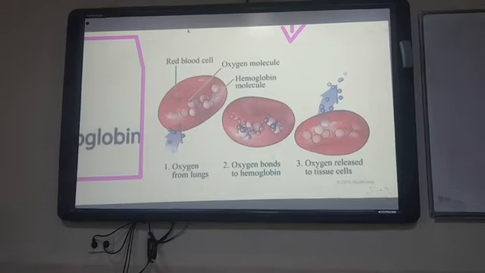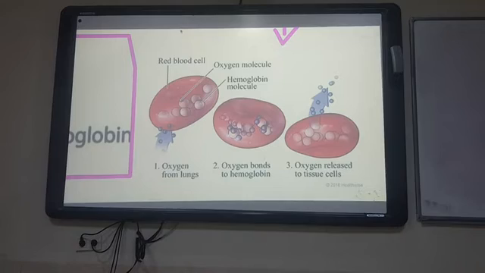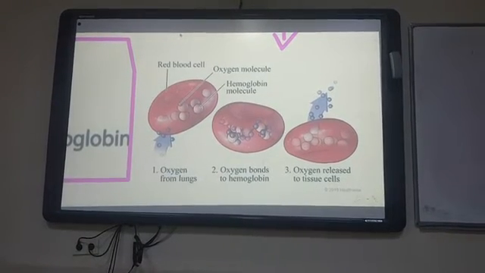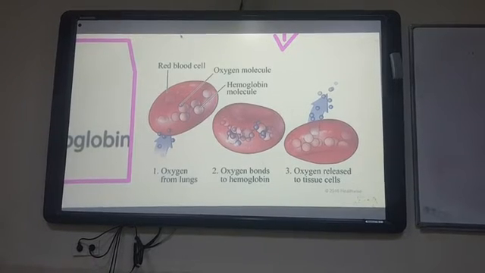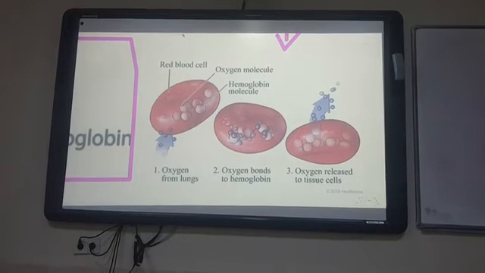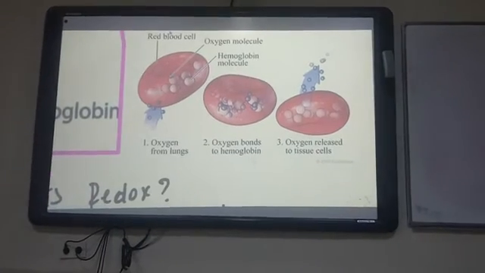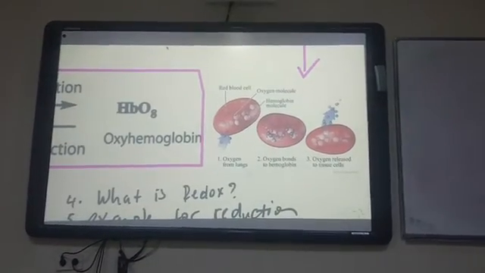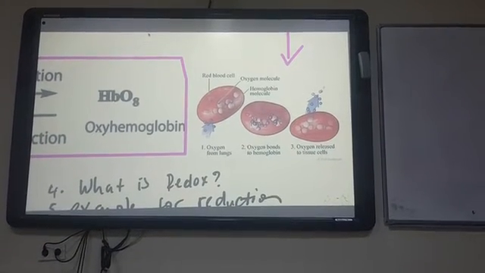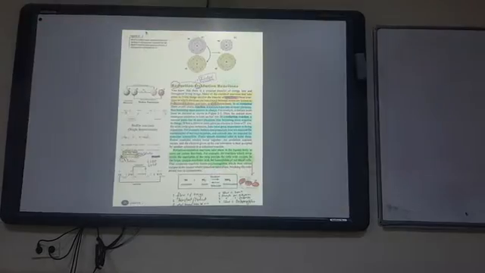these are red blood cells, by the way. Red blood cells have a protein which is hemoglobin. Hemoglobin is responsible for carrying oxygen to the cells and tissues. When oxygen combines with hemoglobin, this will be oxyhemoglobin. That's it. Oxyhemoglobin forms.